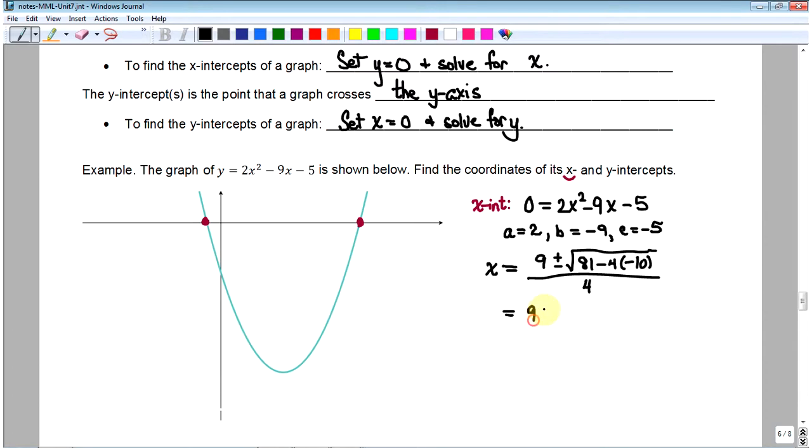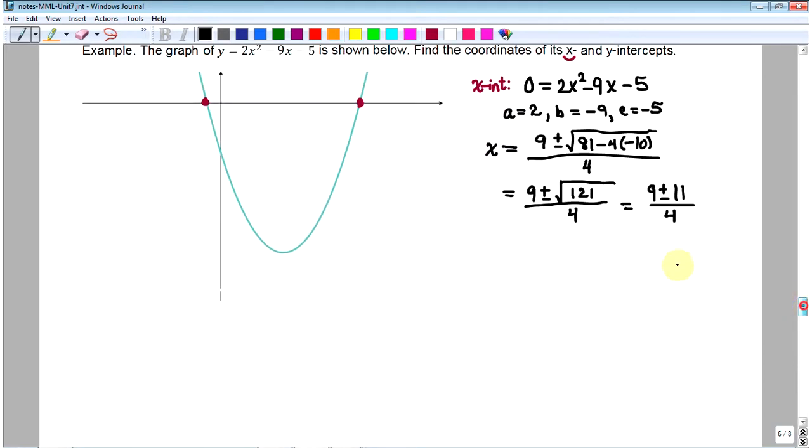So now we need to simplify 9 plus or minus the square root. We do our multiplication first. Negative 4 times negative 10 is 40, plus 81 gives me 121 as my radicand, all over 4. 121 is a perfect square. Its square root is equal to 11.